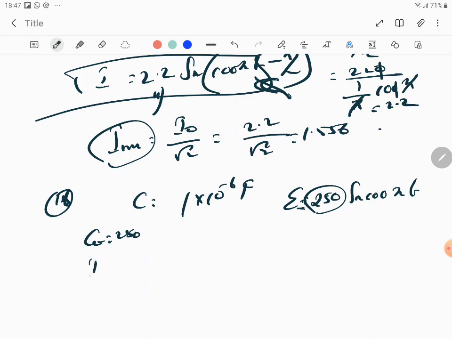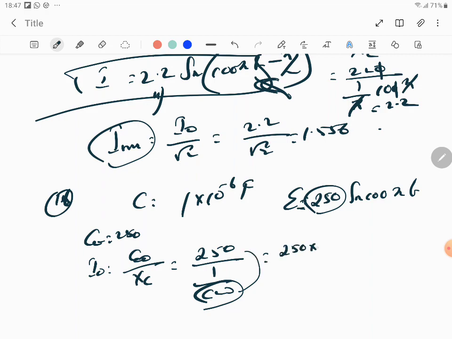And with this you can find I naught. I naught is E naught by XC. E naught is 250, XC is 1 by C omega. C itself is 1 into 10 to the power minus 6, so it's going to go up: 250 into 1 into 10 to the power minus 6 into omega. Omega is 100 pi. So this gives you the value of I naught, which will be 25 into 10 to the power minus 3, pi.